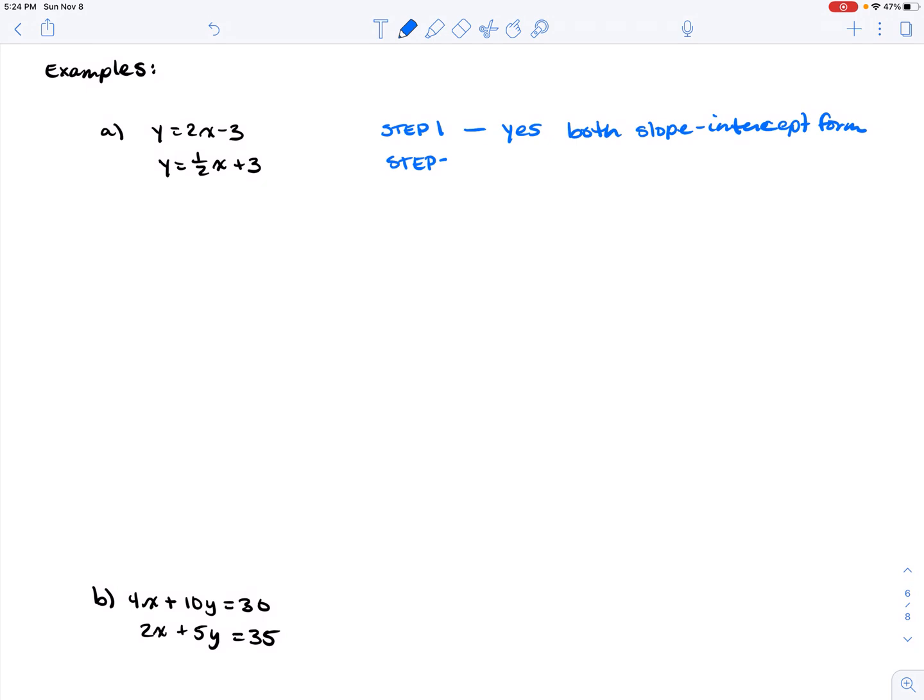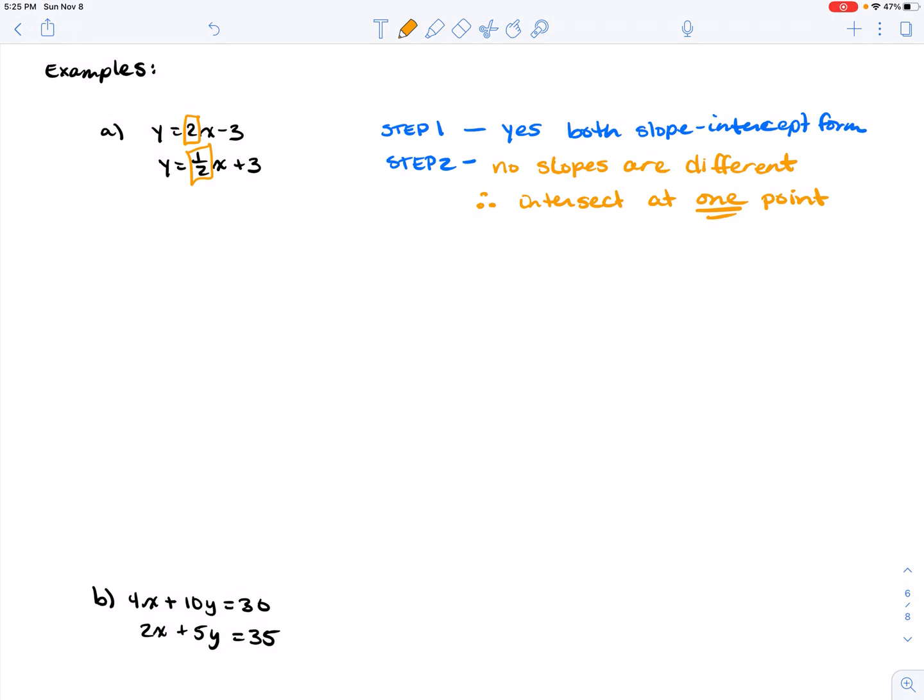Step 2, look at the slopes. Are the slopes the same? So let's look. We have 2 and we have 1/2. So no, slopes are different. Well, then we know for sure, therefore, they intersect at one point. How can we confirm this? We can confirm this through graphing.